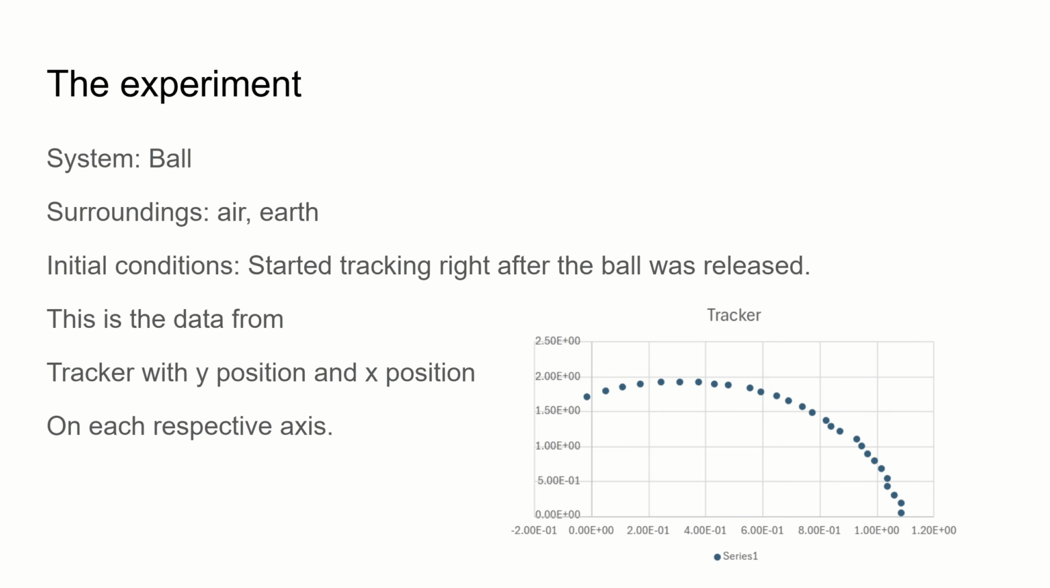What was the experiment? The system was the ball, and the surroundings were the air and Earth. Initial conditions started tracking right after the ball was released. This data was from Tracker, with y and x positions on each respective axis.